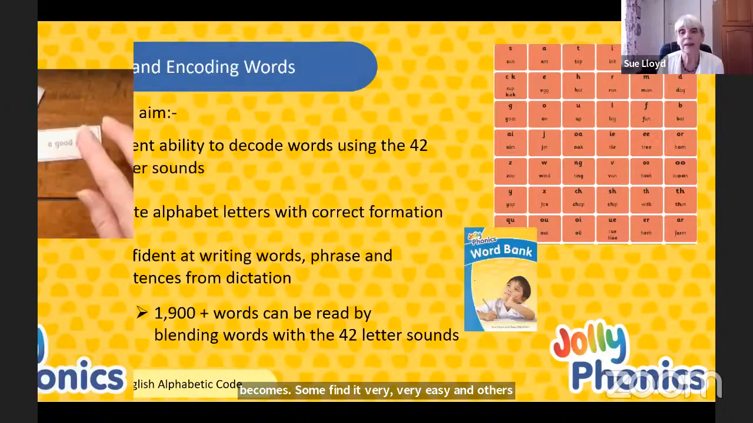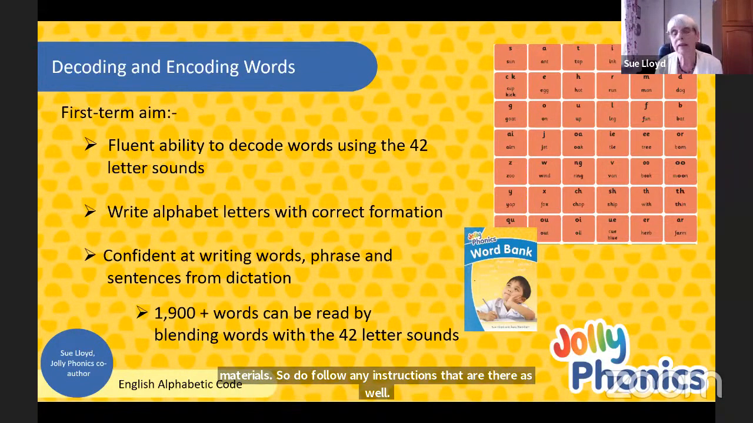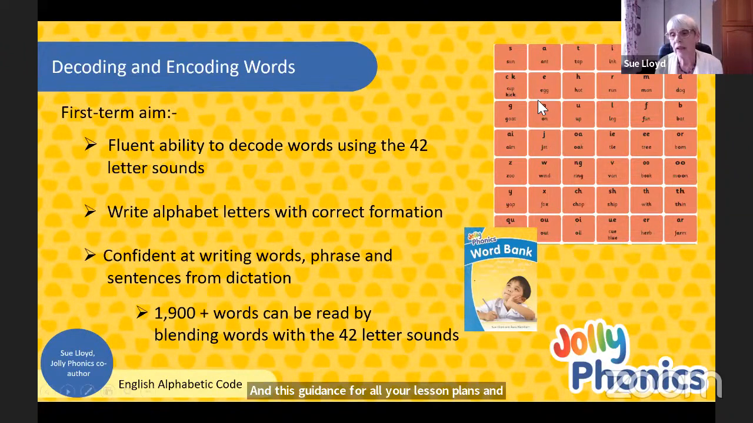So let's try the next. So there's our first term aim, our first term of teaching. We want the children to know all those letter sounds that are on the right. And as each letter sound is taught, there are plenty of words that have been blended. All this information is in all the Jolly Phonics materials. So do follow any instructions that are there as well. And there's guidance for all your lesson plans and everything else. But this is really emphasizing the importance of having enough words for decoding and working out.